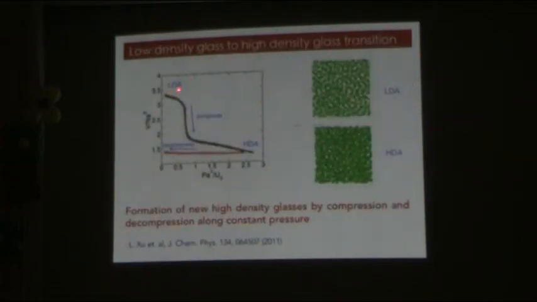So for instance, if you compress the low density glass, you can see that it goes through a first order phase transition. It can be a really sharp transition at some point. So this is the final ending point. So you start from this low density amorphous, and then you pressurize it, and you can end up with a really high density amorphous. And these two transitions are a kind of first order phase transition.